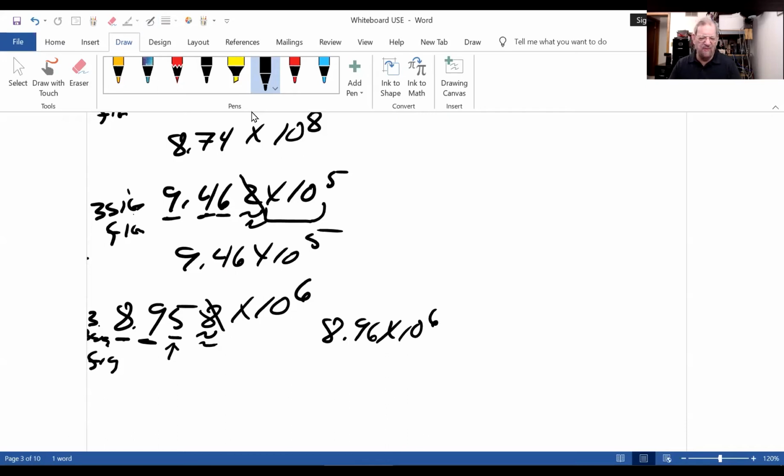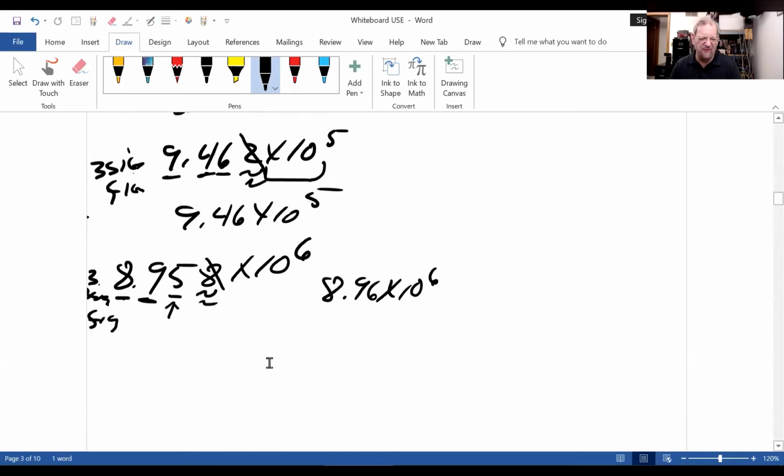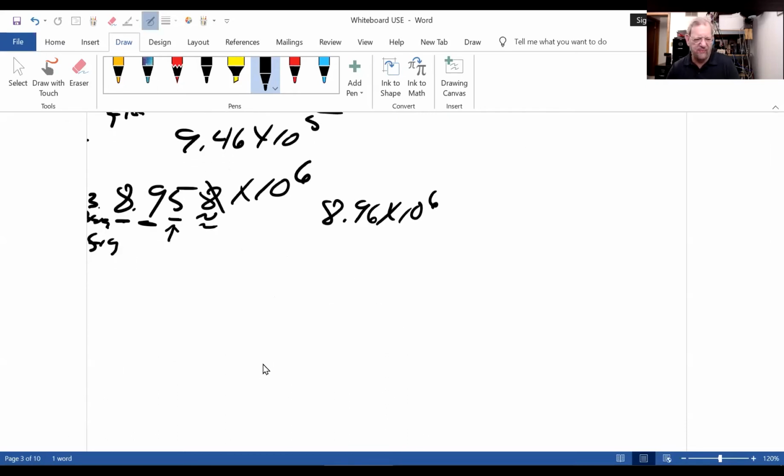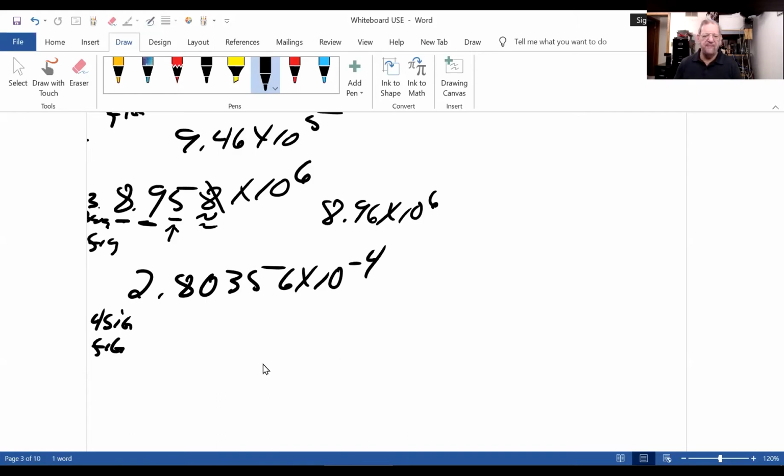Oh, let's do one more. These are fun. Maybe 2. Why don't you round this off? Let's get out of my rut. Round that off to 4 significant figures.